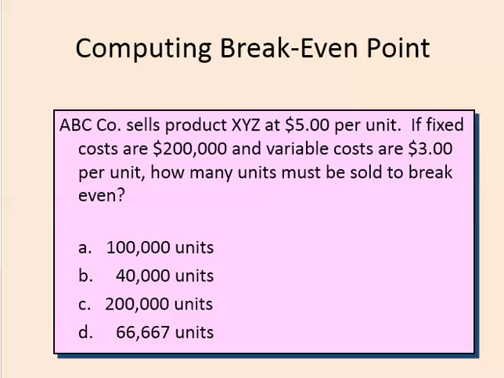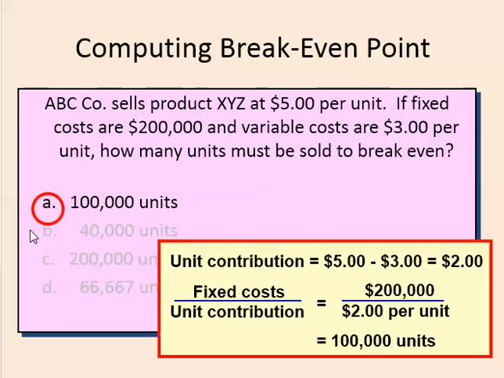Okay, so here's an example. ABC company sells XYZ at $5 per unit. If fixed costs are $200,000 and variable costs are $3 per unit, how many units must be sold to break even? So you may want to pause and see if you can figure that out before going on. So remember our formula. It's going to be fixed costs divided by the unit contribution margin. Well, fixed costs are $200,000 and the unit contribution is the $5 sales price minus the variable cost of $3. That's $2. So that tells us we need to sell 100,000 units.